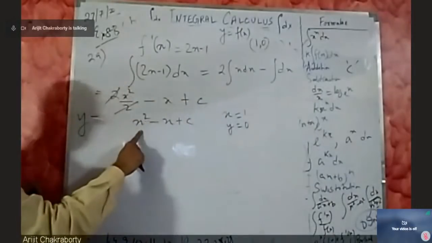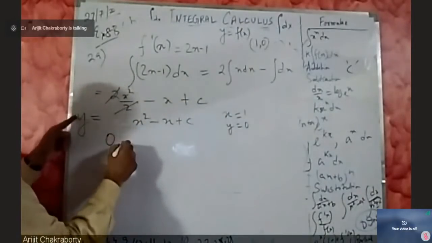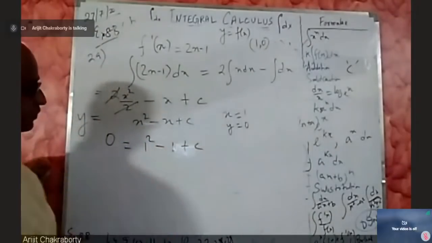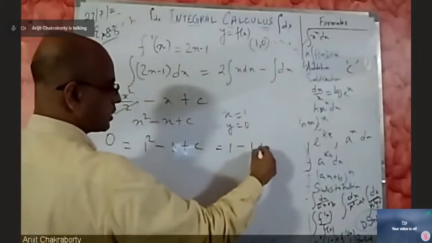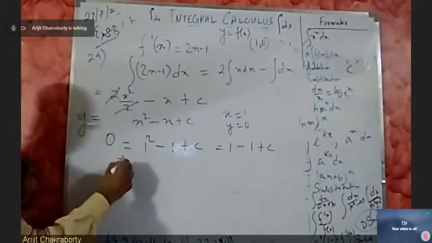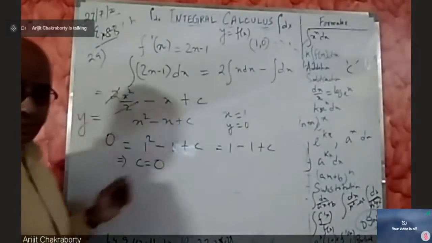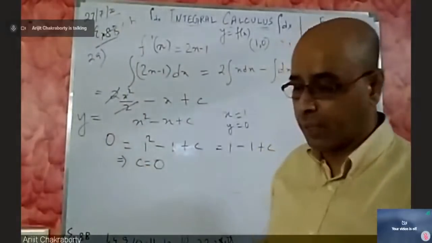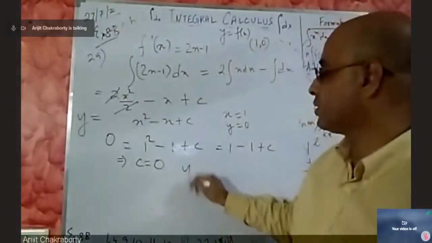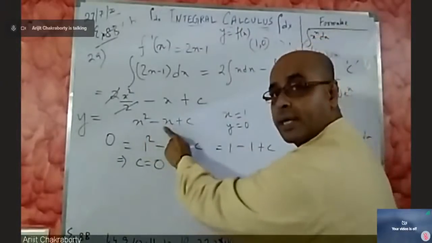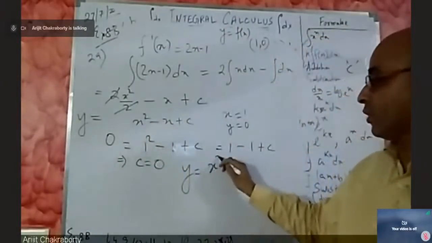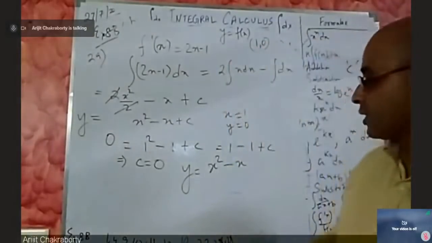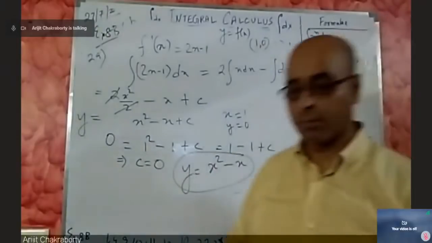I will put x equal to 1 here, so y is 0. So 0 is equal to 1 square minus 1 plus c. That is 1 minus 1 plus c. That means c is equal to 0. So therefore the final equation of the curve is y is equal to x square minus x, because c is 0. This is the equation of the curve. Okay, and that is what we have to find out as per question number 29.